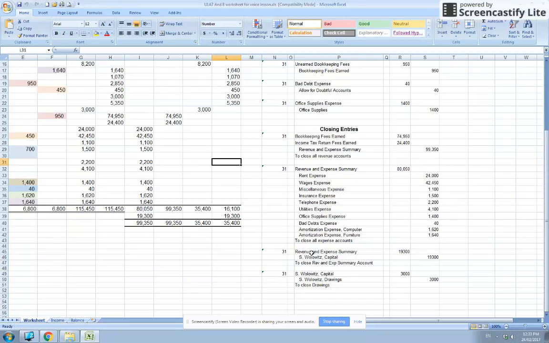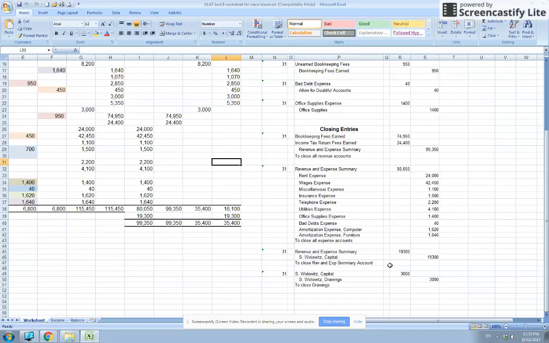The balance in your revenue and expense summary is the difference between $99,350 and $80,050, which is your net income, which is $19,300. So that's how we get the net income into capital. And the last entry is to credit drawings, because it has a debit balance, so you want to credit it to bring it down to 0 and debit capital.